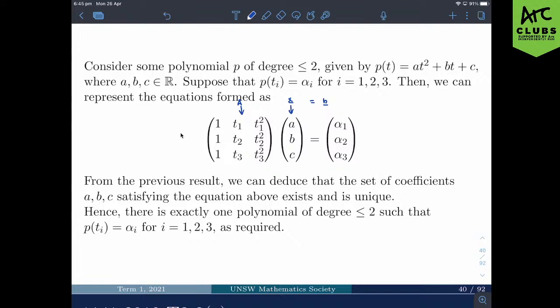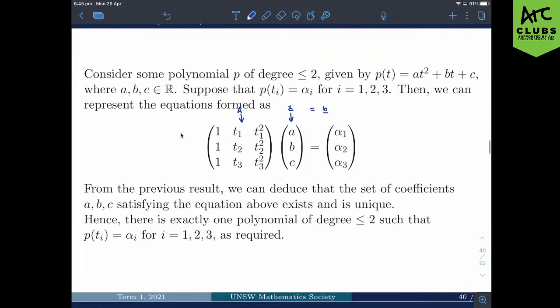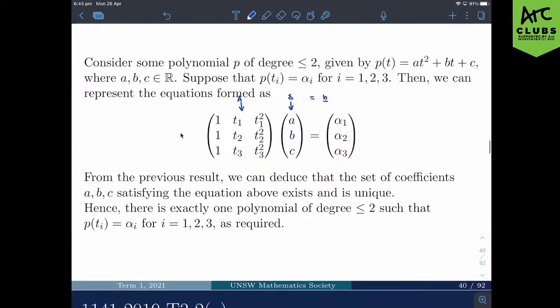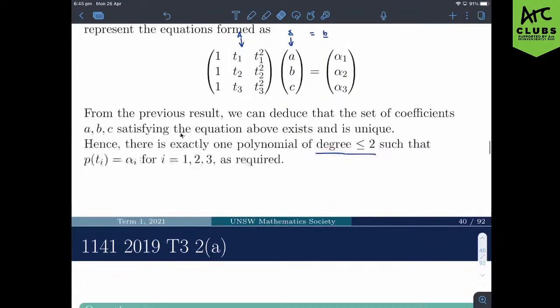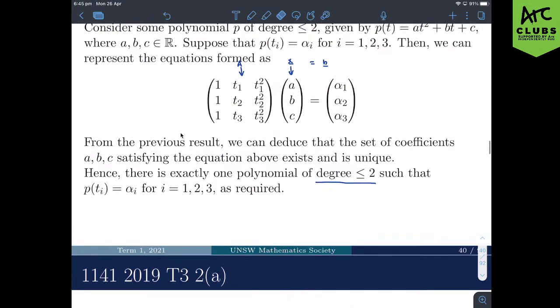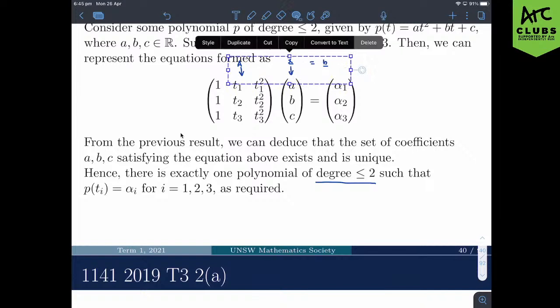Something that I wanted to mention is that the degree of this polynomial is less than or equal to 2, and the reason why is because A can be 0. So that's why we have degree less than or equal to 2 rather than just a degree that's 2. But that's just a side note. We don't really need to think about that.